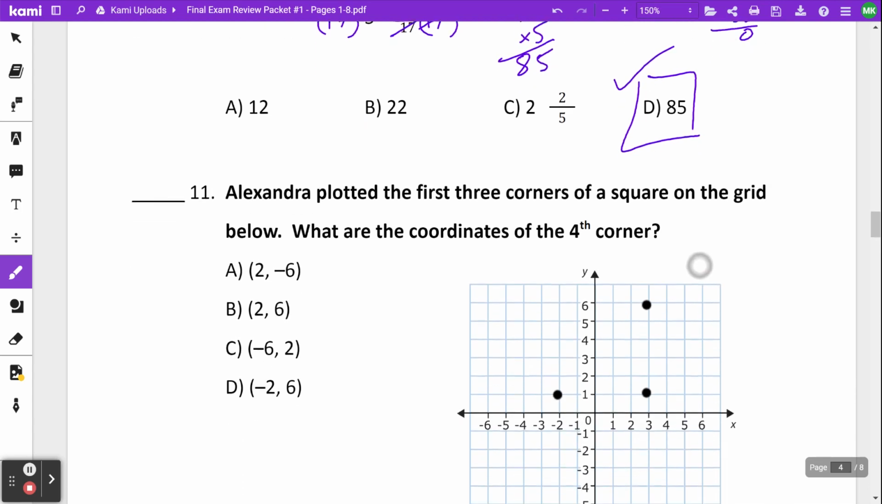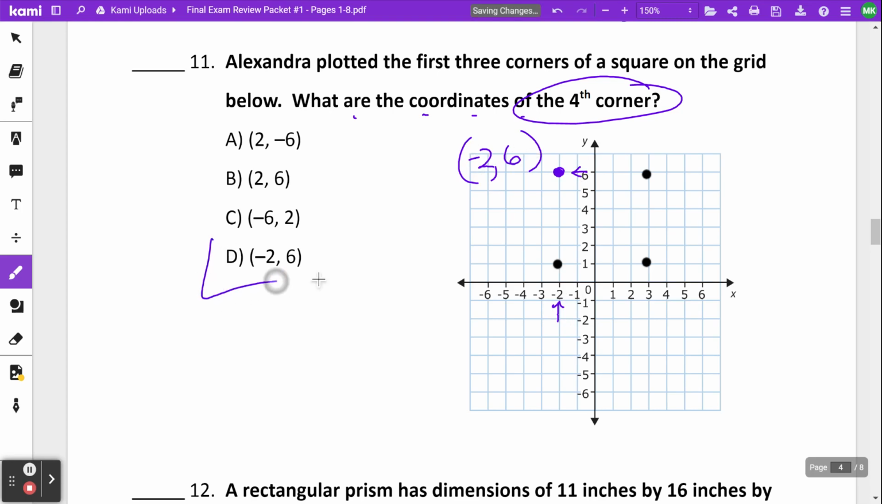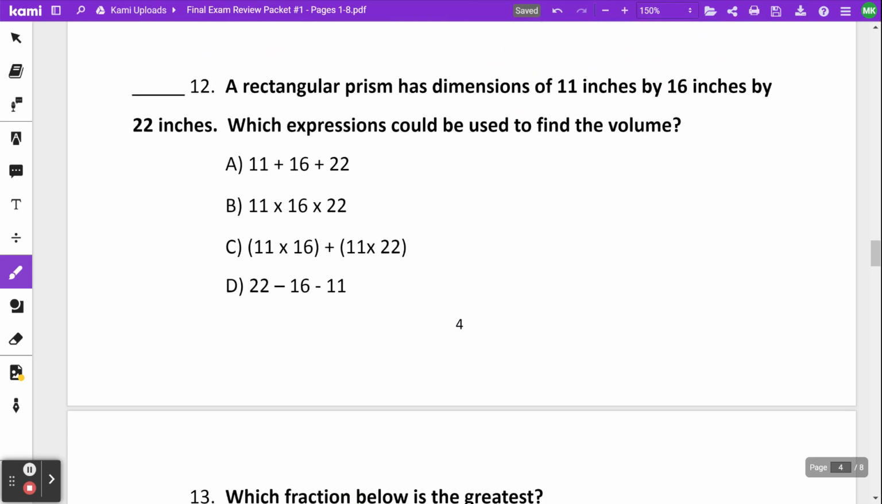Cool. All right, so next one, Alexandra, she plotted the first 3 corners of a square. Oh, okay, so it's a square. So we want the other corner right here, right? What are the coordinates of the 4th corner? Well, let's see. Ordered pair, so always x before y. So my x is my -2. There it is right there. And my y is my 6. There it is. So -2, 6. Choice D.